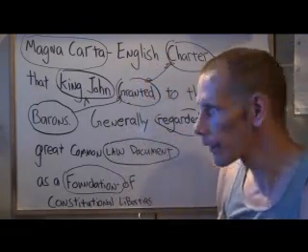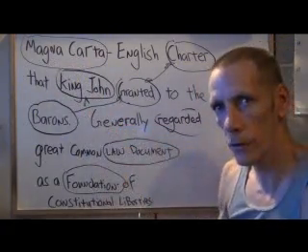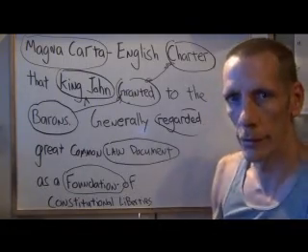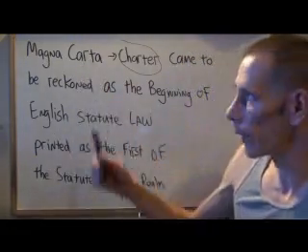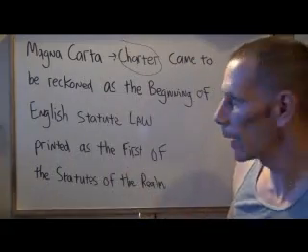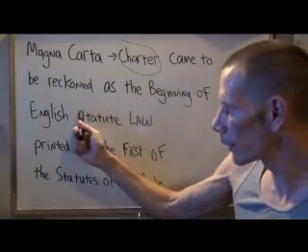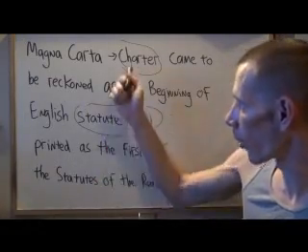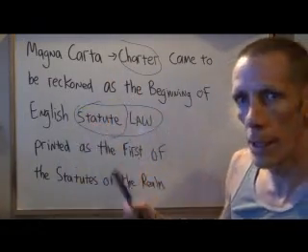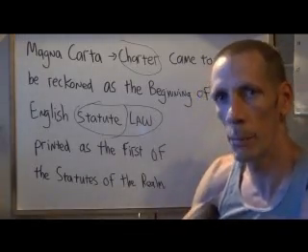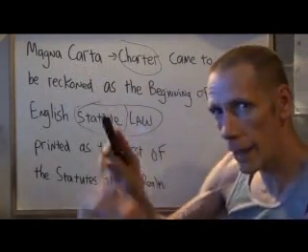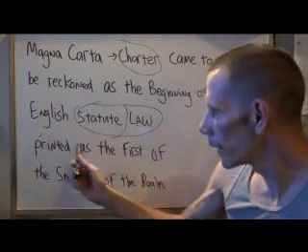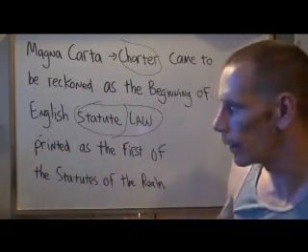Now it actually goes on to say that this Magna Carta was the first statute operation of law that came into existence. The Magna Carta, that charter, came to be reckoned, came to be noted as the beginning of English statute law. Now notice that description, statute law. We have a charter and we have statute law. And this law was granted to the barons from the sovereign. So we have that whole control mechanism still going on. And this Magna Carta was printed as the first of the statutes of the realm.